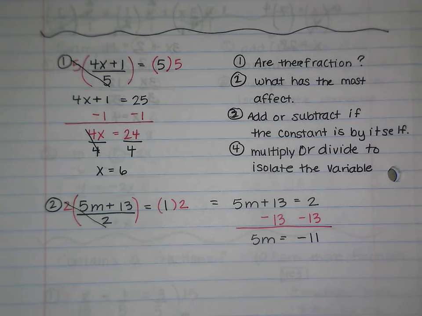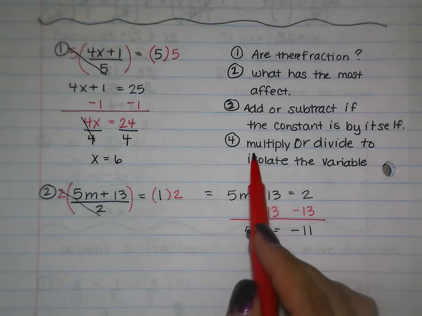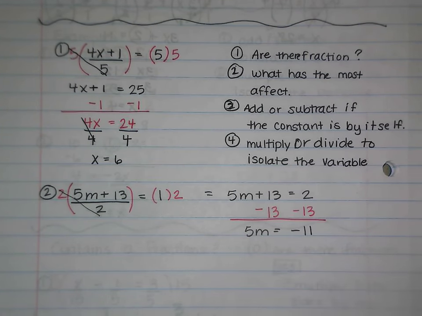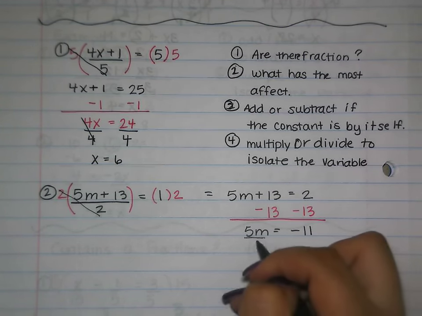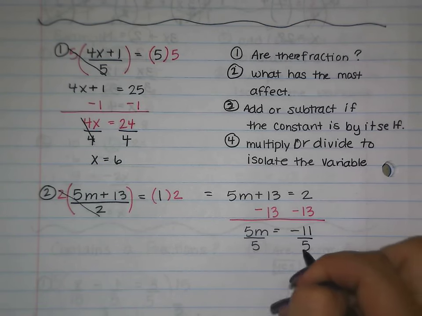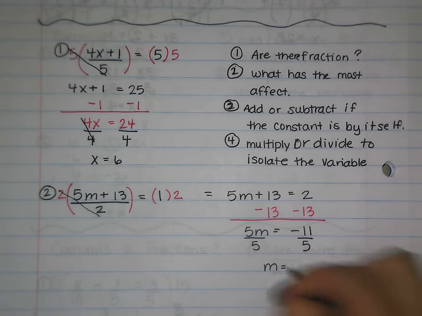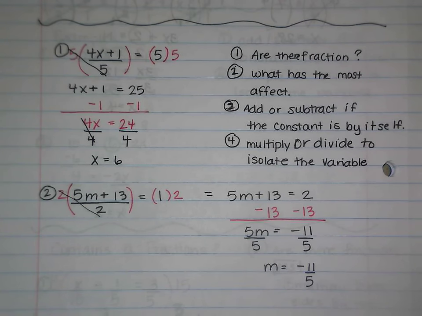Now we're going to do what? Well, the 5 and the m are attached with multiplication, and the fourth step says multiply or divide to isolate the variable. So we're going to go ahead and divide both sides by 5. And that's going to leave us with m is equal to negative 11 over 5. And that's honestly as far as we need to go. So that's what happens if there is an equation divided by a number, where it kind of looks like a giant fraction, but it's really a giant division sign.